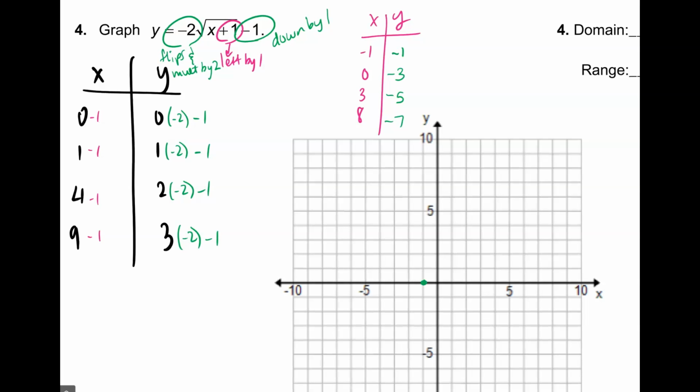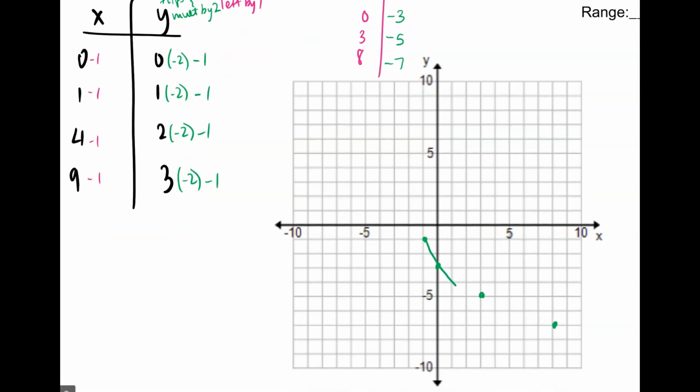So you can go ahead and graph this: -1, -1; 0, -3; 3, -5; and 8, -7. Notice I have an endpoint. I don't go past an x value of -1. I don't go to the left.